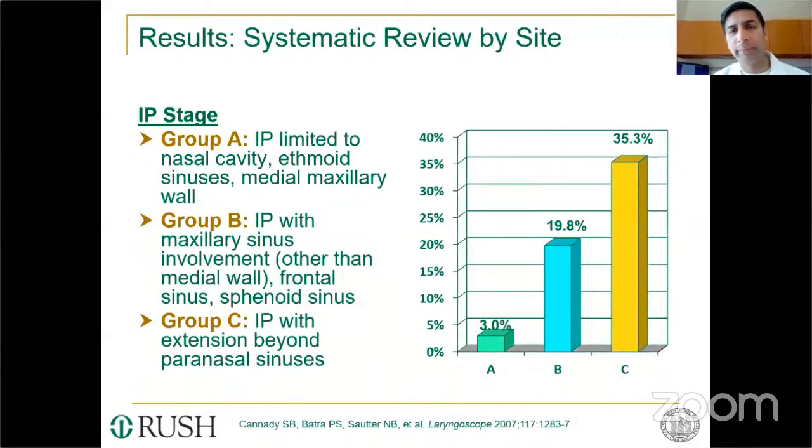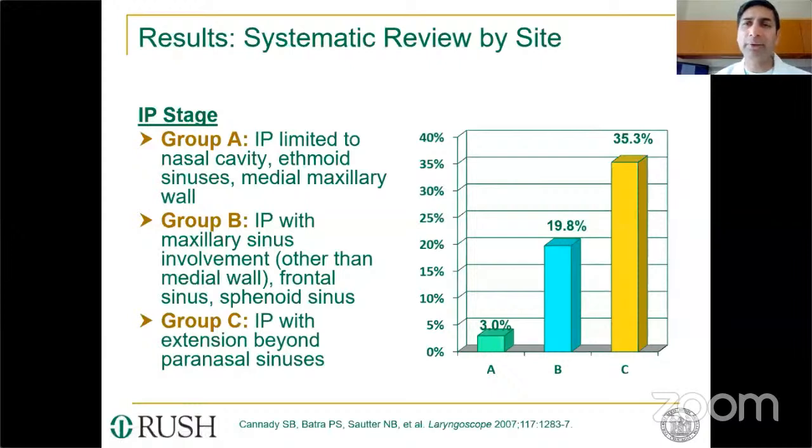Circling back to a study that I reported very early on, when we classify and stage these cases, Group A, IP limited to the nasal cavity, ethmoid, and the medial maxillary wall, we actually do very well. The recurrence rate is only 3%. If it's any other wall of the maxillary sinus, or frontal or sphenoid, in the pooled analysis of almost 1,000 cases, the recurrence rate goes up to 20%, and anything that has extrasinus extension, the risk of recurrence goes up to almost 1/3 of the cases.